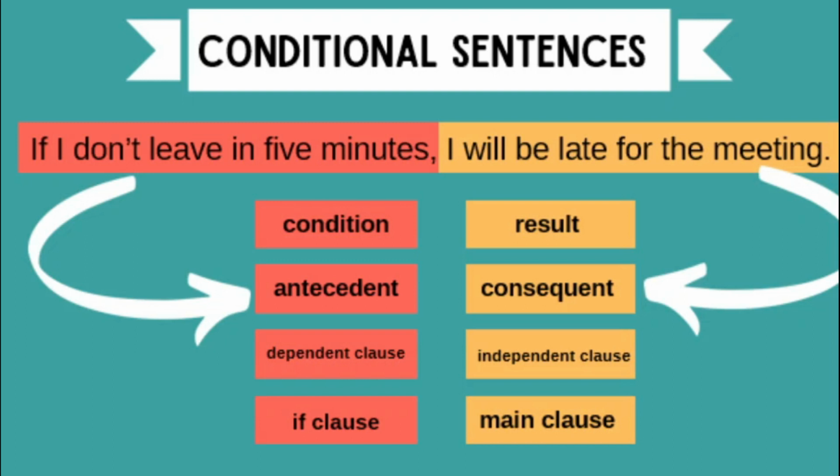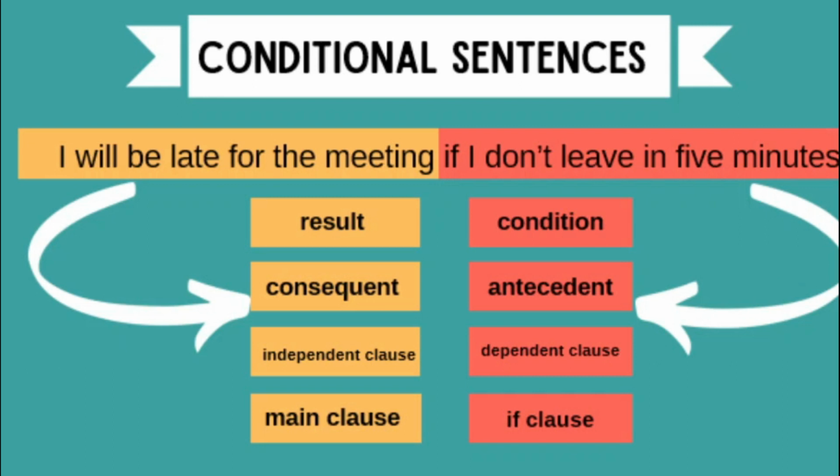Usually, but not always, they are expressed in this form: if plus then. The condition followed by the result. As I've said, usually but not always. Remember, you can also place the result first before the condition, such as this sentence, I will be late for the meeting if I don't leave in 5 minutes. So this is actually the same sentence that we had, it's just that we started with the result or the consequent before stating the condition or the antecedent.